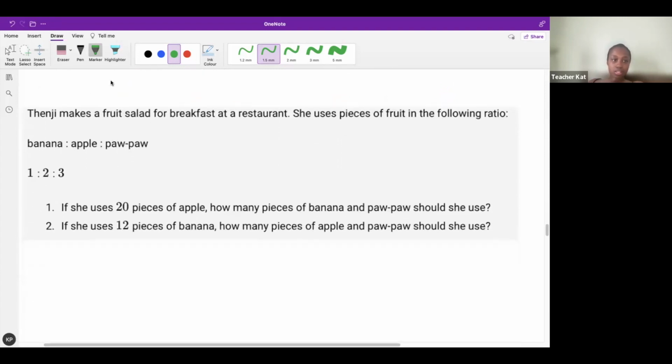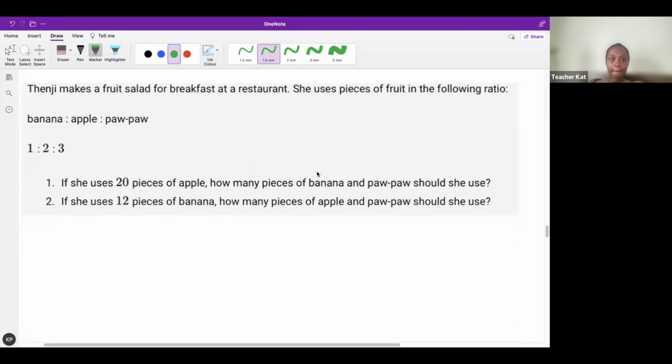Okay, this is my last example before we leave. We're making a fruit salad at a restaurant. She uses pieces of fruit in the following ratio: banana to apple to pawpaw is 1 to 2 to 3. Now we are being told that she uses 20 pieces of apple.